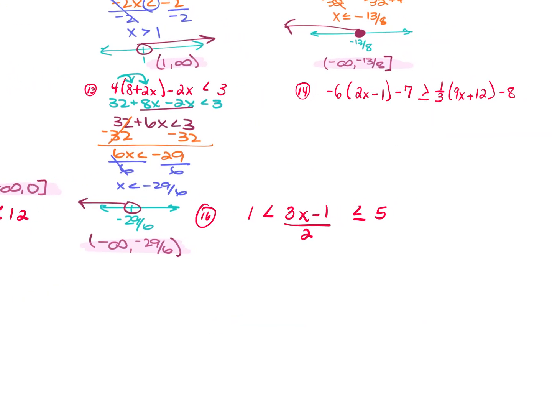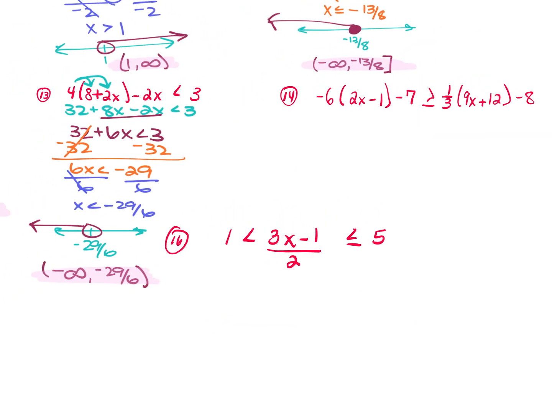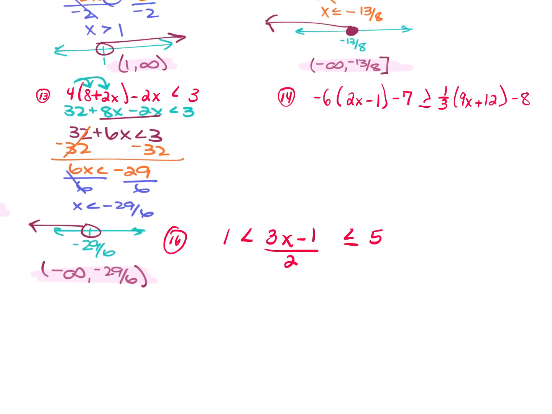For number 14, we have negative 6 times 2x minus 1 minus 7 is greater than or equal to 1/3 times 9x plus 12 minus 8. We're going to start this one by distributing on both sides. So this is going to leave us with negative 12x plus 6 minus 7 is greater than or equal to 3x plus 4 minus 8.